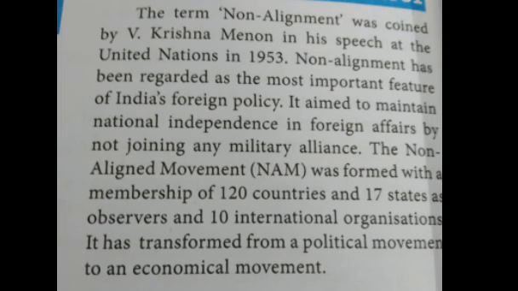This Non-Aligned Movement has 120 countries. 17 states are observers. It has 10 international organizations. It has changed from a political movement to an economic movement. First it was a political movement, and after that it changed into an economic movement.